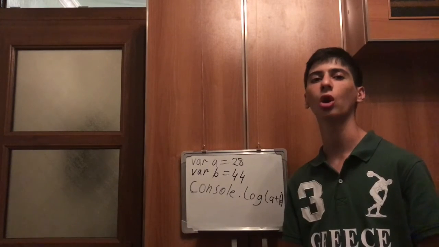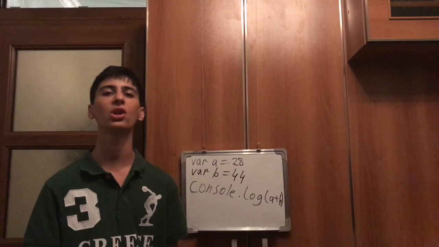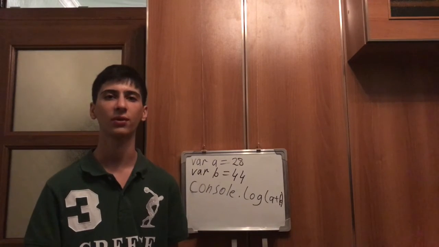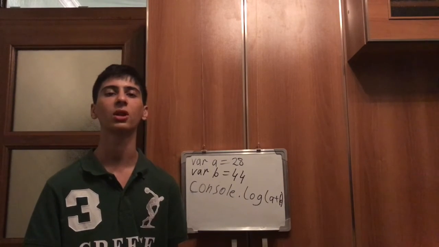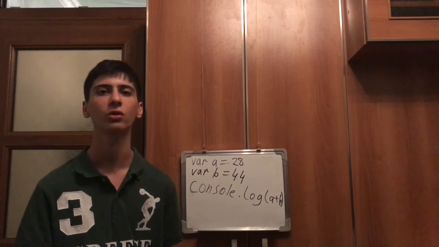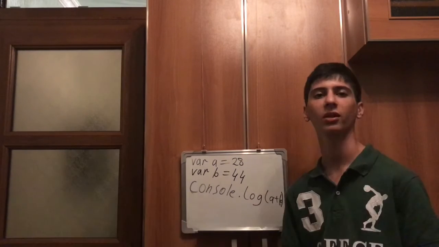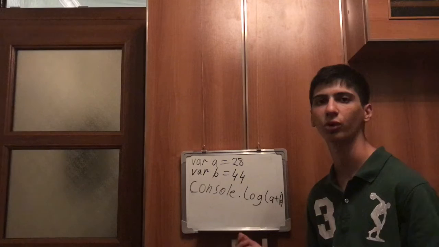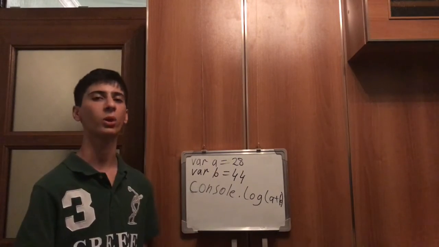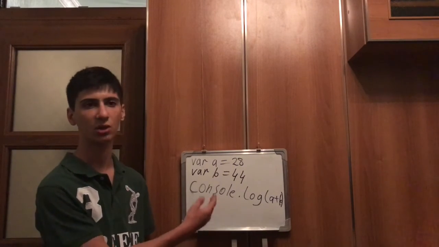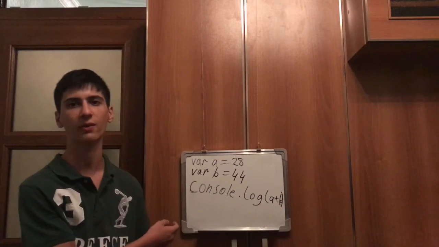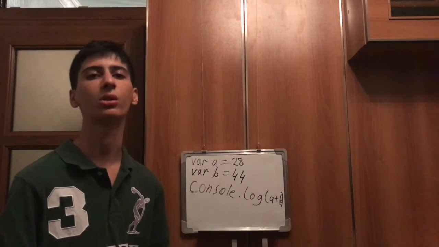If you don't know how to open the console, inside your page press Ctrl plus Shift plus J for Chrome and Ctrl plus Shift plus K for Mozilla Firefox. And also we are using console log for JavaScript. So anyway, in your console you will get the answer of a plus b, which is 72. Okay, let me bring another example.